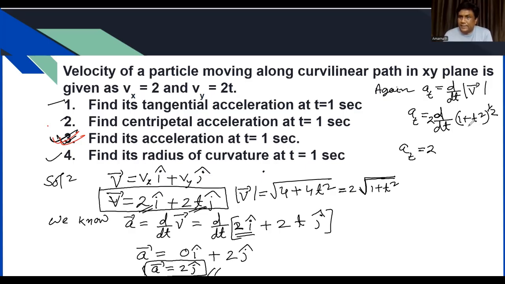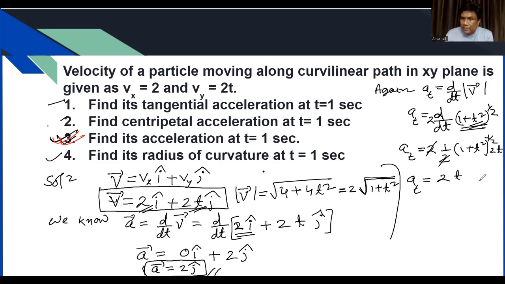Say this is x. So x to the power half means that half will come as coefficient. 1 plus t square, that is x. And half minus 1 is minus half. And again, I have to differentiate this part. That differentiation will be 2 into t. Remember, it is a little bit big differentiation. So 2 will get cancelled, and at will be 2 into t by under root 1 plus t square.